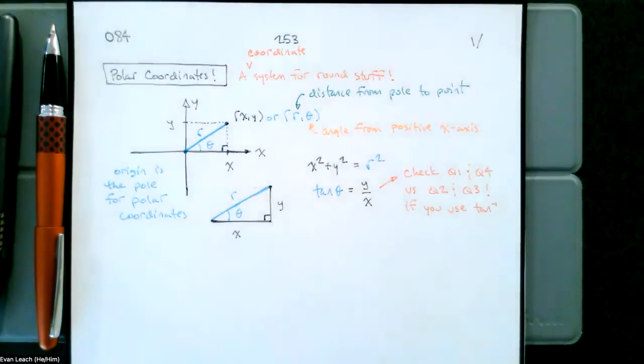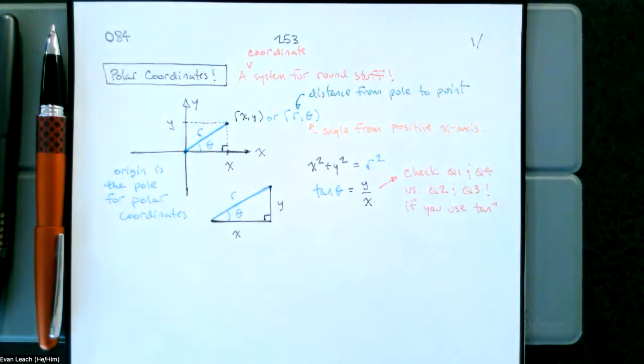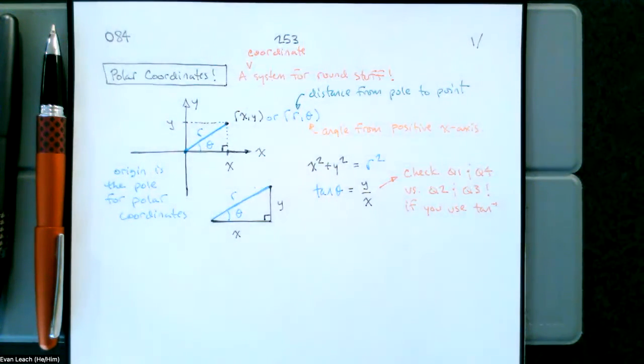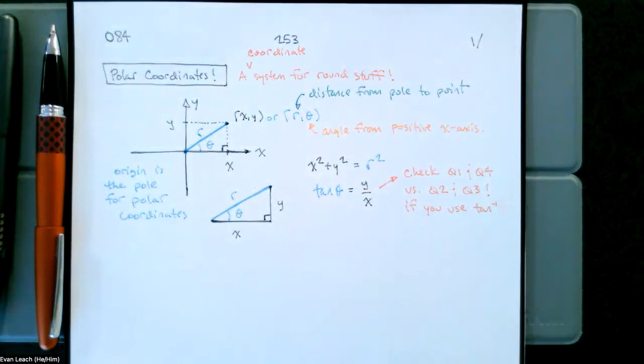If you start using the inverse tangent function, remember that inverse tangent has a range of negative pi over 2 to positive pi over 2. So that's limiting you to the first and the fourth quadrant. So make sure you check your xy that you're not in the second or third quadrant. Check your quadrants.